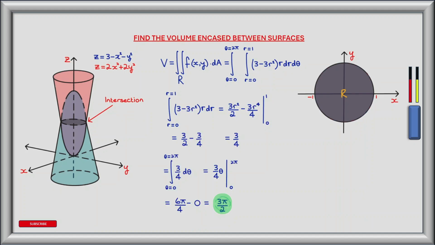And onto our outer integral, we're integrating 3/4 d theta between theta equals 0 and theta equals 2 pi. So our antiderivative is 3/4 theta, and we need to evaluate it between theta is 0 and theta is 2 pi. So when we plug 2 pi in for theta, we get 6 pi divided by 4, and that's minus what we get when we plug in the 0, which just gives us 0. So our final answer is 3 pi by 2.